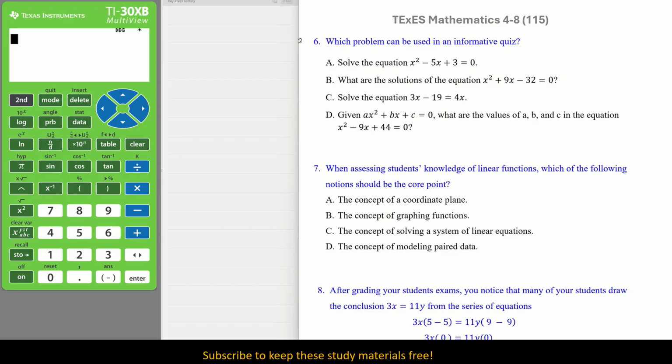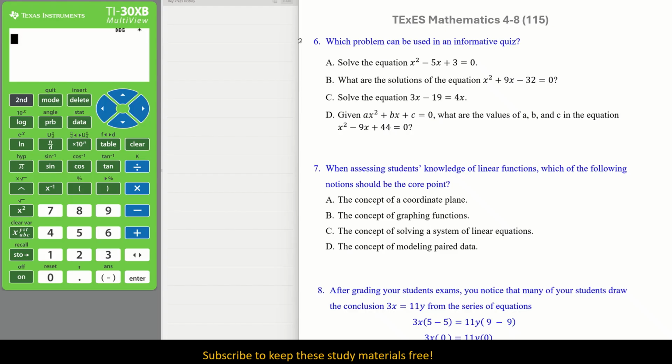Let's look at C. Solve the equation. Well, this adds a little more to the process because they would have to create a zero pair with the 4x. But it's still pretty much the same as A and B, which I don't think really gives that informative information that you need. Well, let's look at D. Given ax squared plus bx plus c, which is standard form, equals 0, what are the values of a, b, c in the equation?